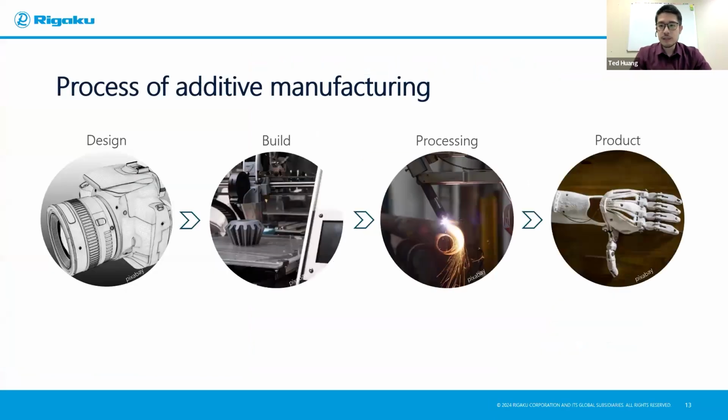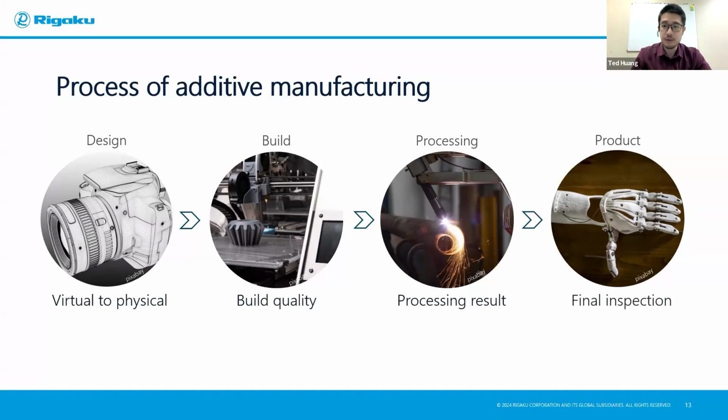So for structure, it's not just because of those three pillars that structure is important. If we look at the process of all additive manufacturing, structure exists throughout all the stages, from the design to the build to the processing and the final product. During the design phase, you're essentially making something from virtual to physical. You're designing a structure already. And during the build phase, you want to know if the build quality is good. You look at the structure to know if the build is turning out all right. During the processing, you want to see what the processing result does to your structure. And of course, for the final product, you have to examine the structure to know if you did a good job.